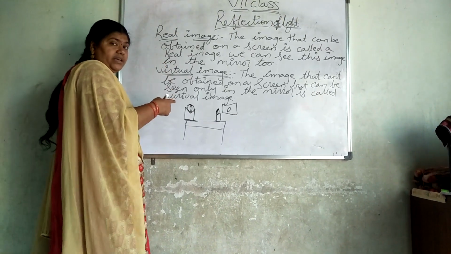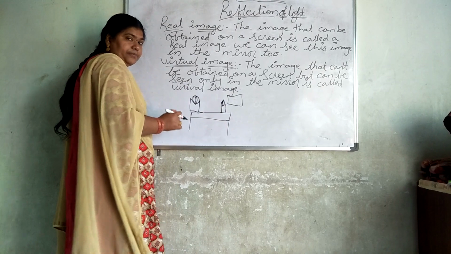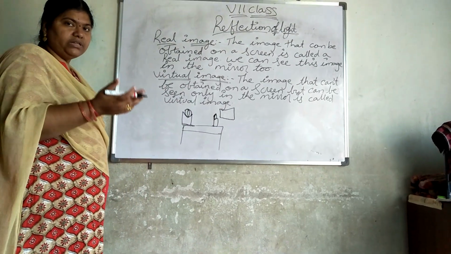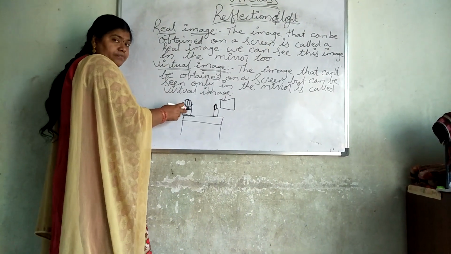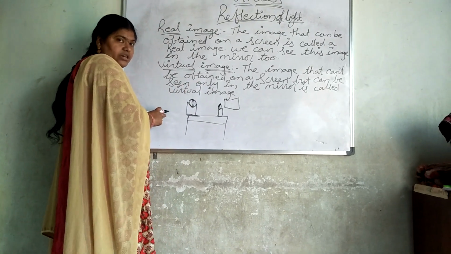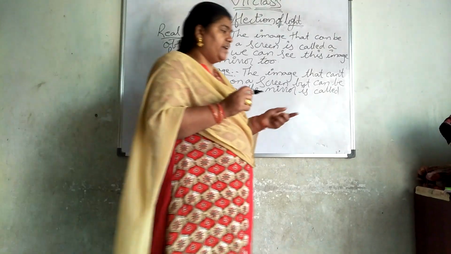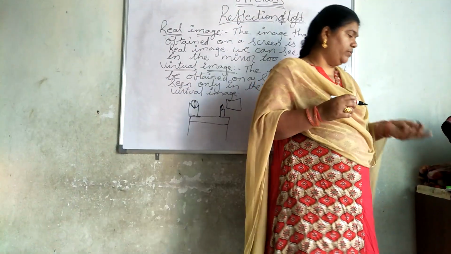What is a virtual image? We can only see it in the mirror, but we cannot see it on the screen. It won't be formed on the screen, but it will be formed in the mirror. So we will say it is a virtual image. Did you understand the difference between real image and virtual image? The experiment was there in the textbook. You can go with that one.